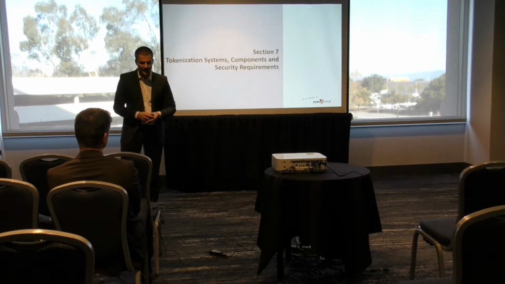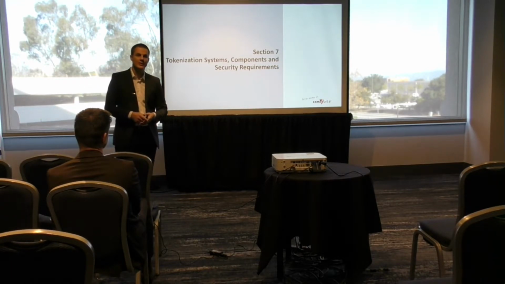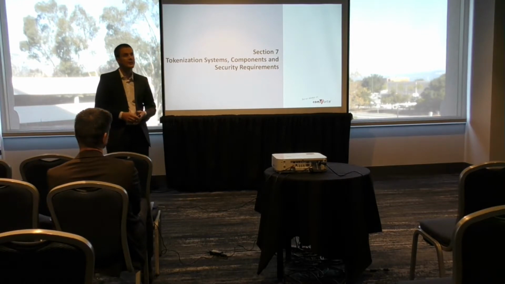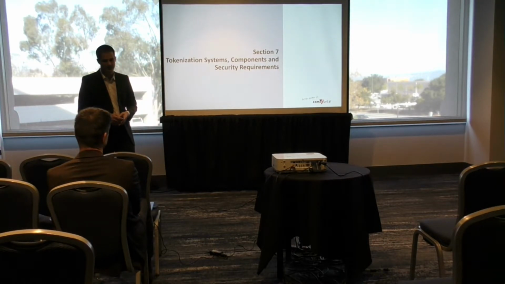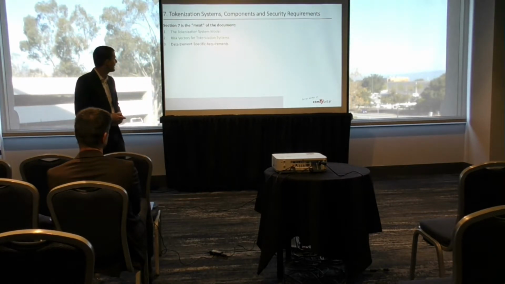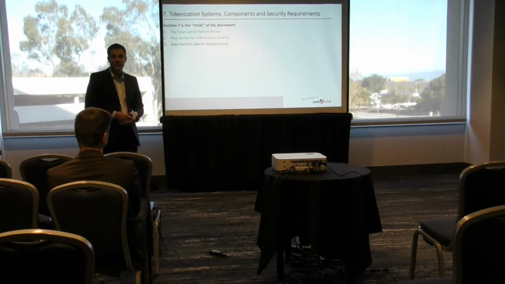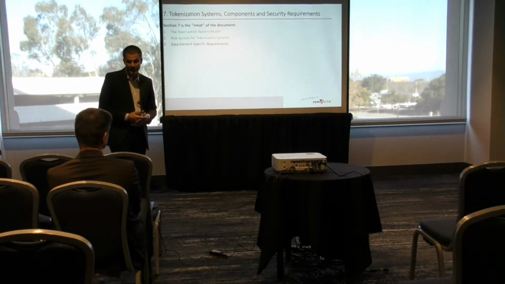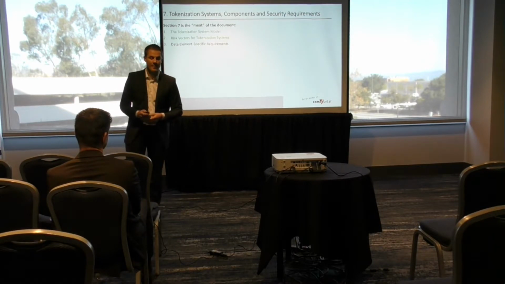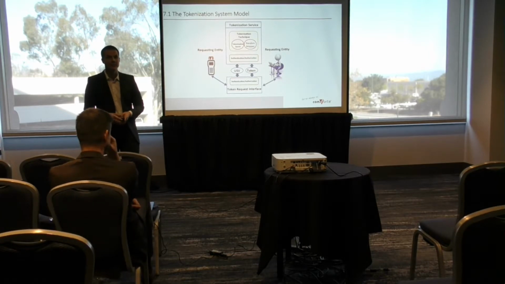So let's look at section 7, which is really the meat of the tokenization standard, if you will. It talks about tokenization systems, components, and security requirements. And if we look at this, what we want to talk about is basically the first two sections, the tokenization system model and risk vectors for the tokenization system. So let's look at the tokenization system model.